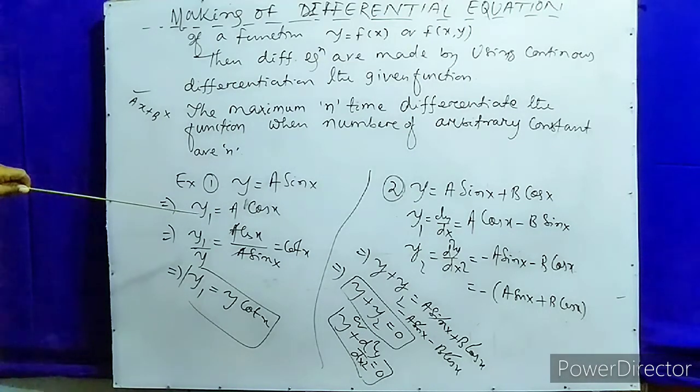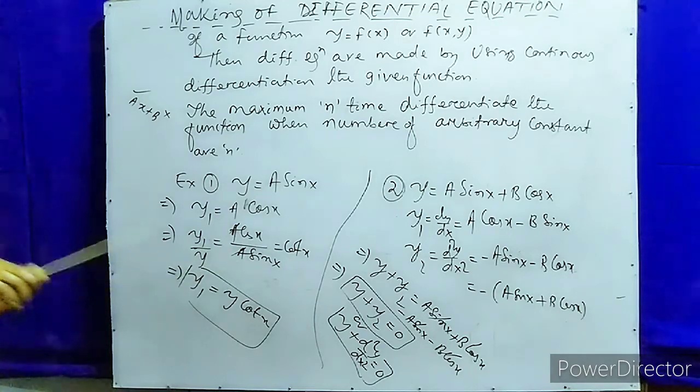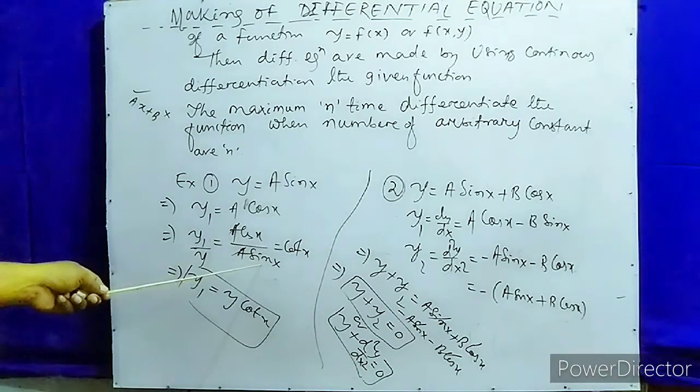Now we divide y1 by y, which is equal to a cos x by a sin x. Here the arbitrary constant a has already vanished. So when you make a differential equation, your arbitrary constant completely vanishes. After vanishing the arbitrary constant, what remains? Cos x by sin x.